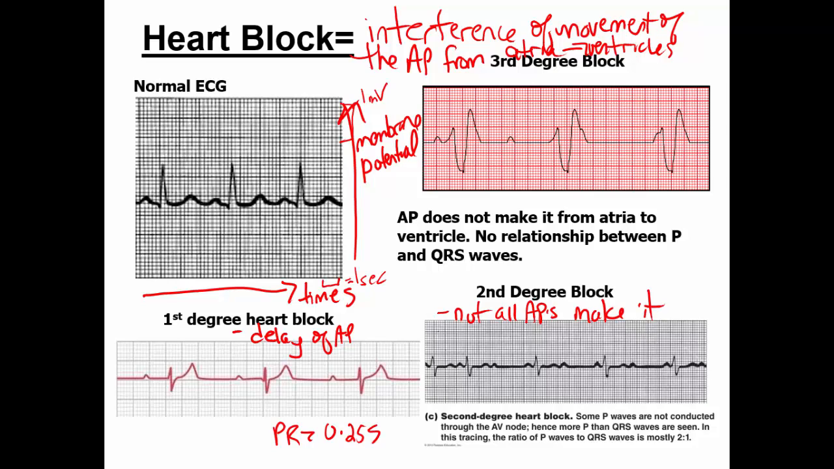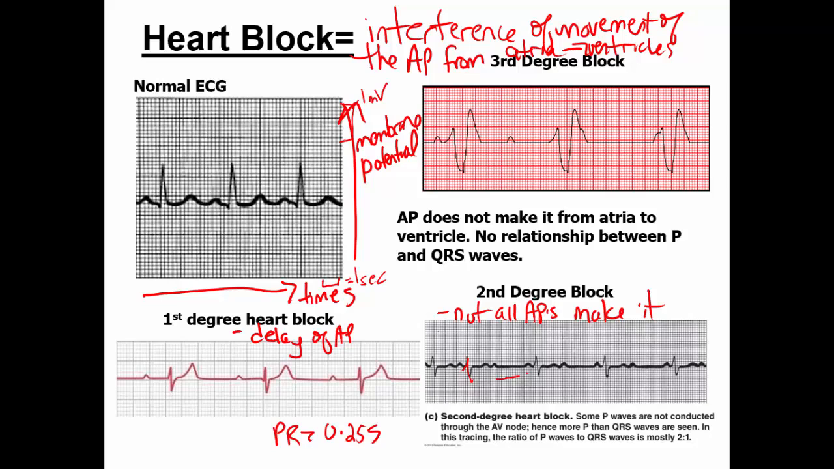If we look at the EKG here, you can see a P, QRS, T. P, oops, no QRS, no T. P, QRS, T. P, oops, no QRS, no T. So what's happening is because every other action potential is not making it, there's no QRS and there's no T. If the action potential doesn't make it to the ventricle, it doesn't depolarize, so there's no QRS as in here, and it doesn't repolarize, so there's no T. And that's what's going on in second-degree heart block.